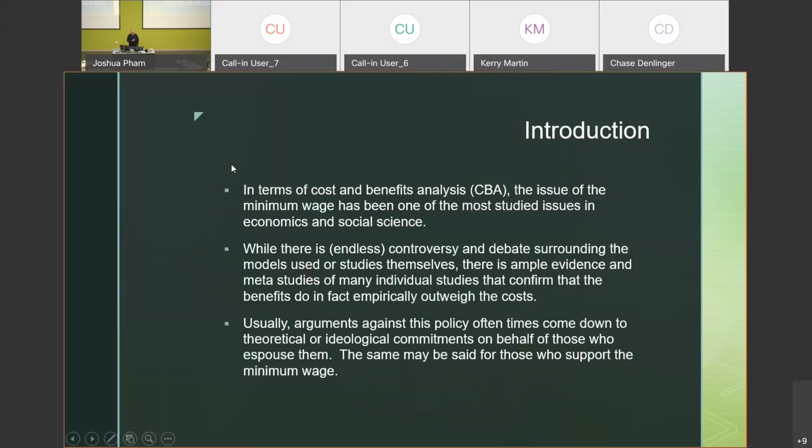So tonight I want to keep it real simple. I'm going to talk to you about two things mostly. In terms of cost-benefit analysis, this is what I thought the framing of the debate was supposed to be. I'm going to argue that minimum wages do have benefits that outweigh the costs.